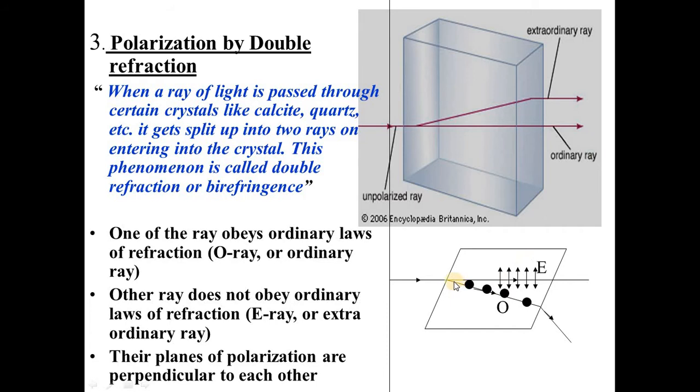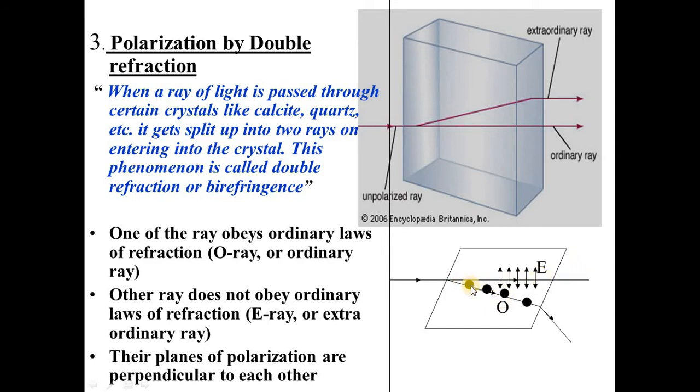And here it obeys the laws of refraction, gets deviated from its path, and it is the ordinary ray, and this one is the extraordinary ray. Okay, and these two rays, the ordinary ray and the extraordinary ray, will be plane polarized, and they will have planes of polarization which are perpendicular to each other.